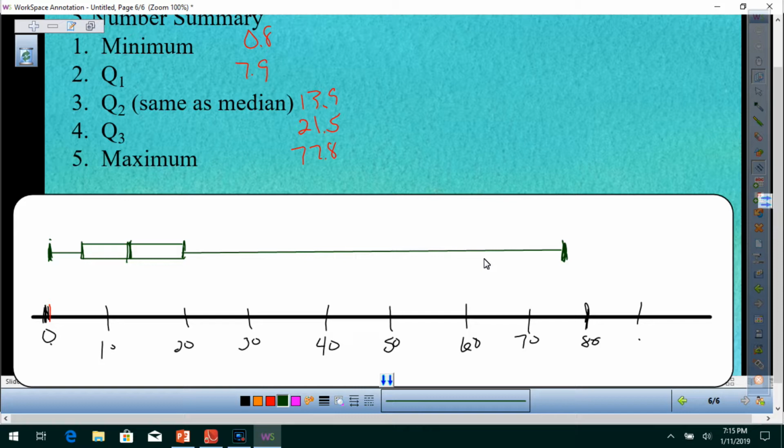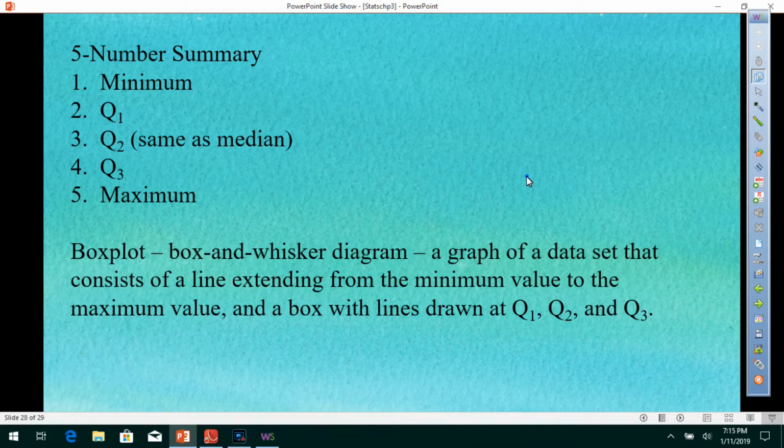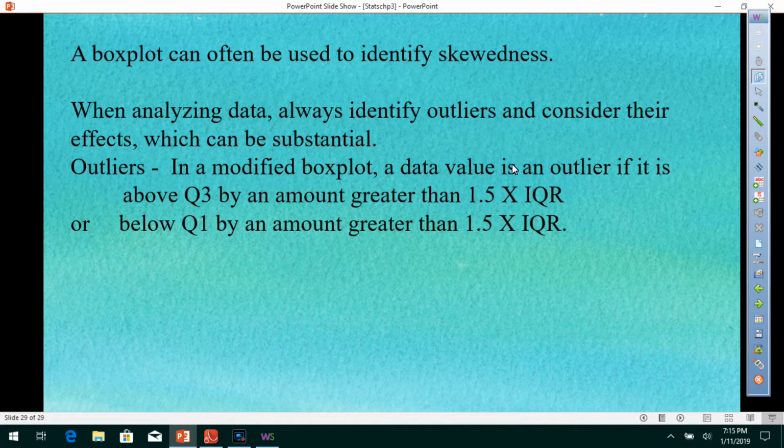Which also brings up something else. What does it being skewed right do? Doesn't that drag the mean to the right? Anyway, we'll talk about that more later. So there's your box and whisker plot. A box plot can often be used to identify skewness, which I just showed you. When analyzing data, always identify outliers and consider their effects, which can be substantial.